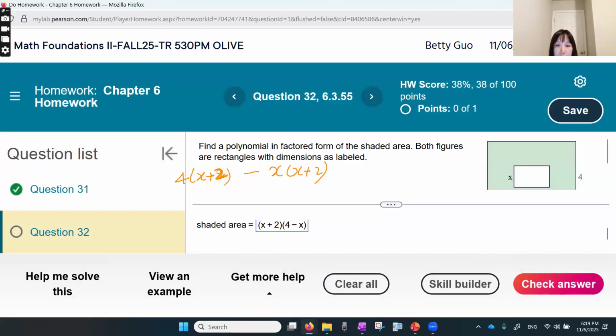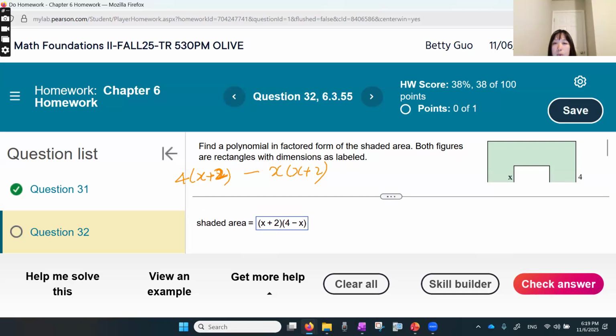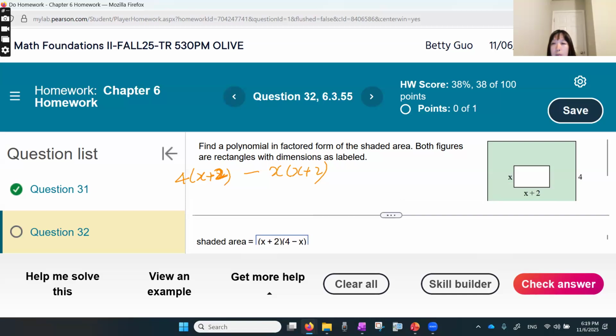Oops, did I enter anything wrong? x plus 2, 4 minus x. Find the polynomial where both figures are rectangles. 4 times.